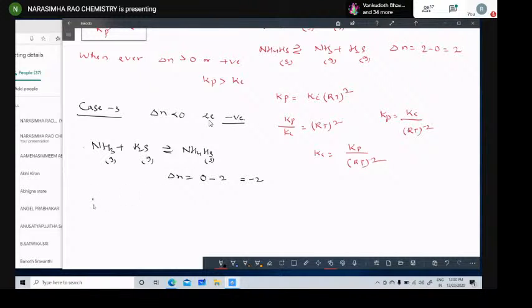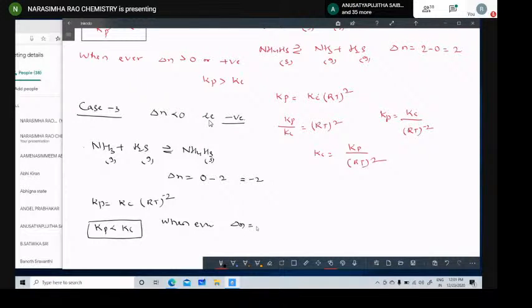For this equation, Kp is equal to Kc (RT) whole power minus 2. Means we divide, so it becomes less than 1. Now, Kc is greater than Kp, or Kp is less than Kc. Important concept: whenever delta n is less than 0, then Kp is less than Kc.